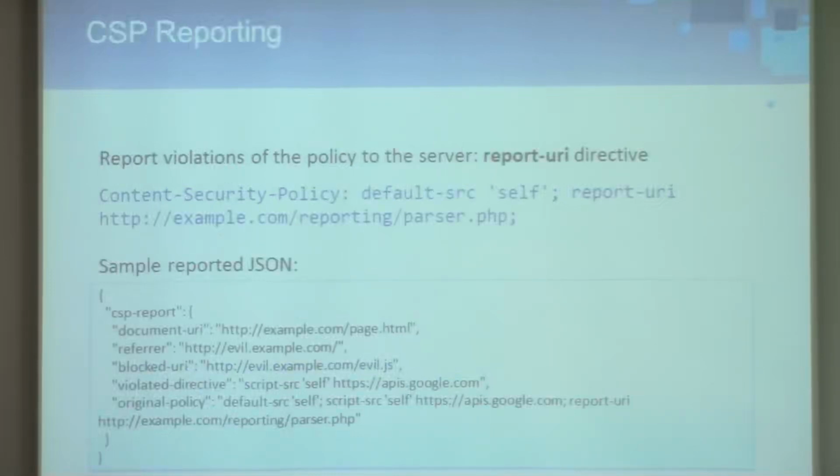Okay, another good quality about CSP is that if some script or some resource is trying to be loaded and it violates the policy, you can get a violation report to your server. So to do that, you specify the report URI, some kind of parser application on your backend that will be getting those JSON formatted reports, and you will see where the attack is coming from, if this is an attack, right? Maybe it's just a bug in your application where you're trying to load the images from somewhere, but you didn't specify that resource in your policy.